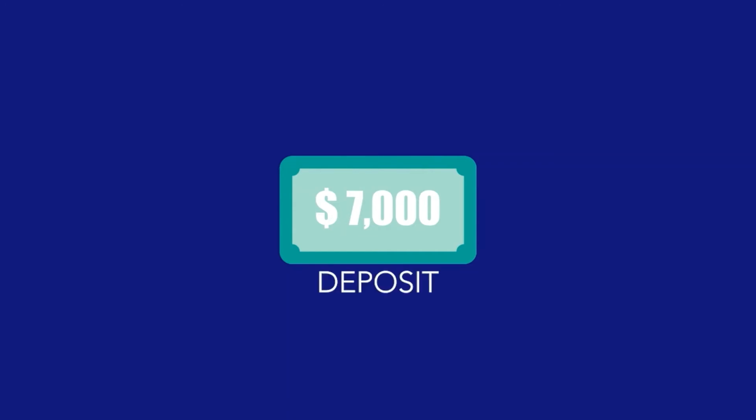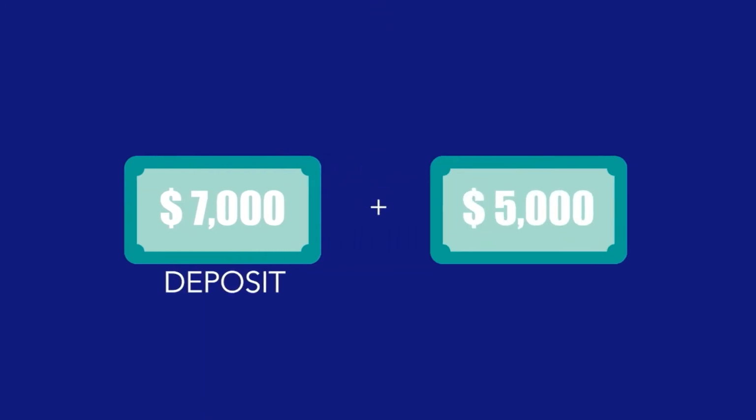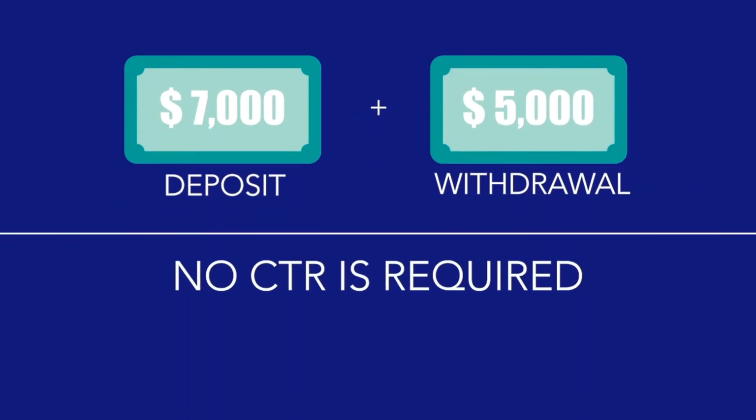Currency deposits, along with other cash-in transactions, are considered separately from withdrawals and other cash-out transactions. So cash-in transactions and cash-out transactions must separately total more than $10,000 in one day before they must be included in a CTR. Thus, if an individual makes $7,000 in cash deposits and $5,000 in cash withdrawals in the same day, no CTR is required.